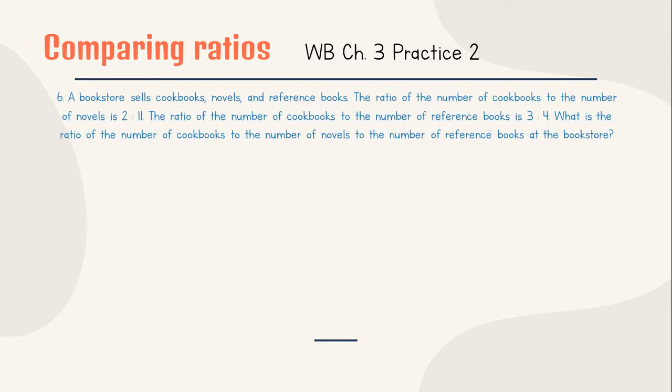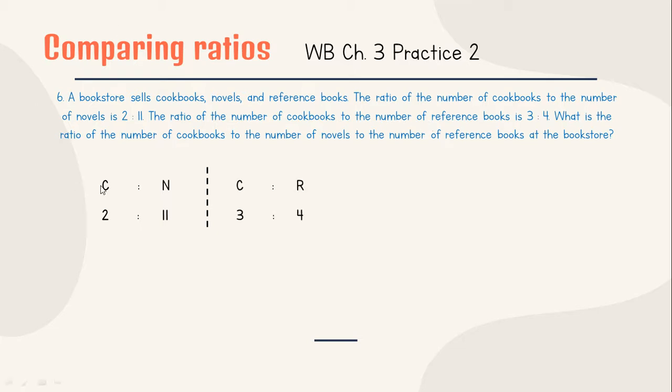Number 6. A bookstore sells cookbooks, novels, and reference books. The ratio of the number of cookbooks to the number of novels is 2 to 11. The ratio of the number of cookbooks to the number of reference books is 3 to 4. What is the ratio of the number of cookbooks to the number of novels to the number of reference books at the bookstore? So, we know that the ratio of cook to novel is 2 to 11. And then another ratio, number of cook to reference, is 3 to 4.